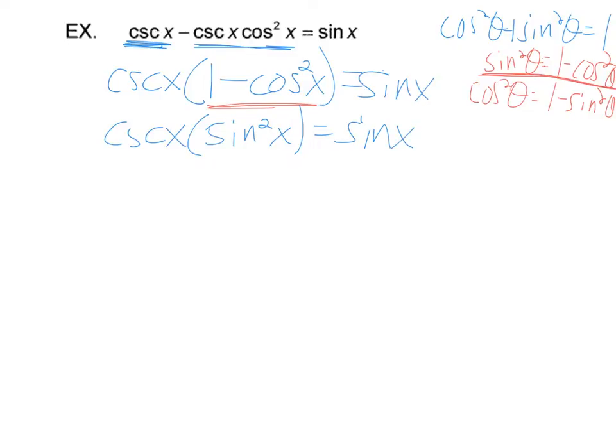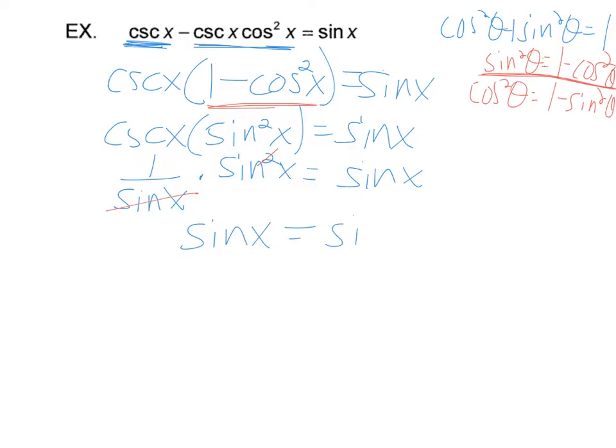So I've dealt with the factoring, I've dealt with my identity sheet. Now, the next thing would be to change everything to sines and cosines. Cosecant is 1 over sine times sine squared equals sine. And on the left side, I can cancel the bottom sine into one of the top ones, and I just have sine x on the left, sine x on the right, so it's finished.